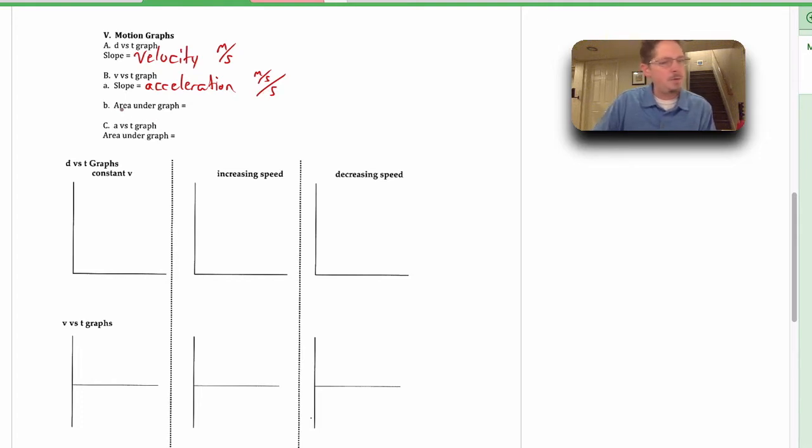But we also can do something else. We can take the area under the graph, the area between a line and the axis, and that is actually going to be equal to displacement. In other words, when I'm taking an amount of meters per second and multiplying by seconds, that's going to get me to meters. And similarly, if I have an acceleration versus time graph and I take the area under that graph, it is going to get the change in velocity.